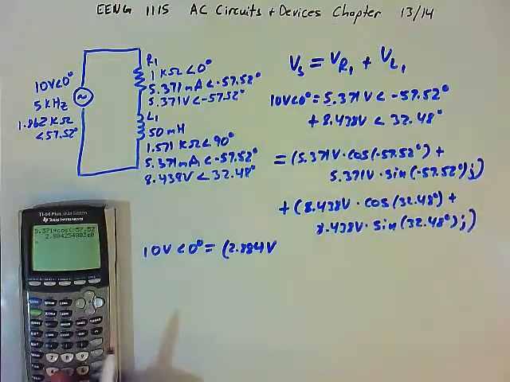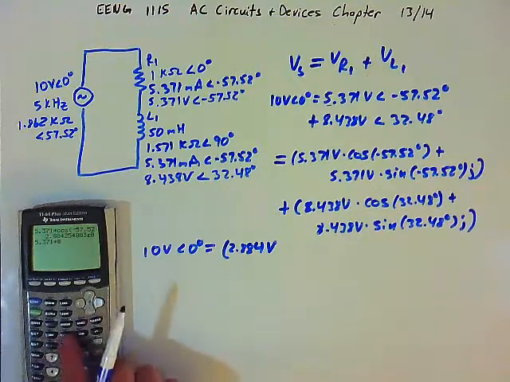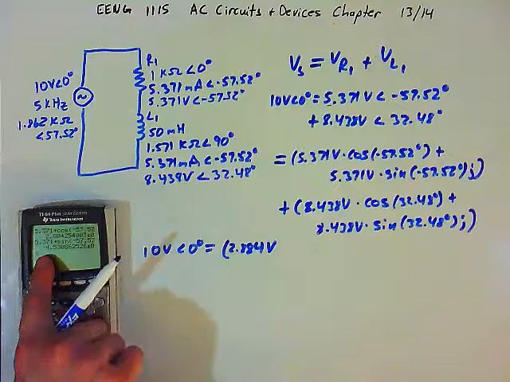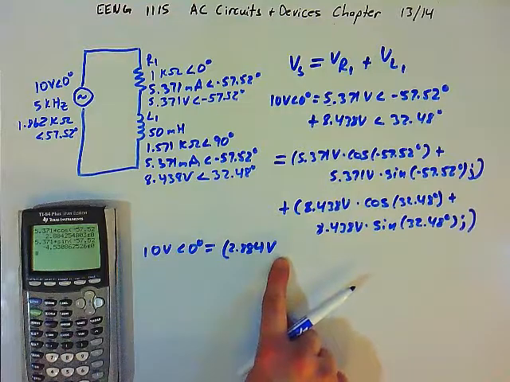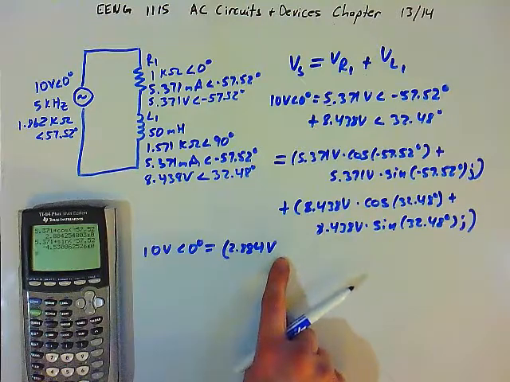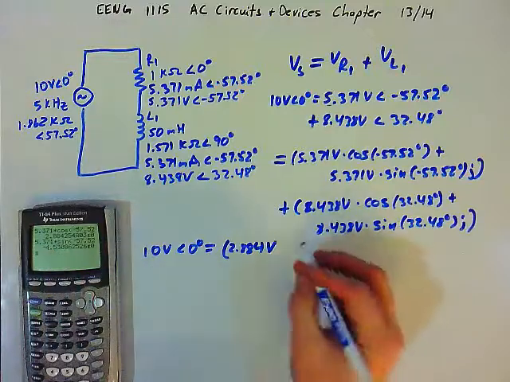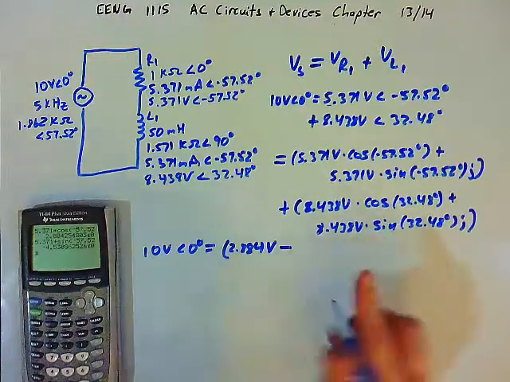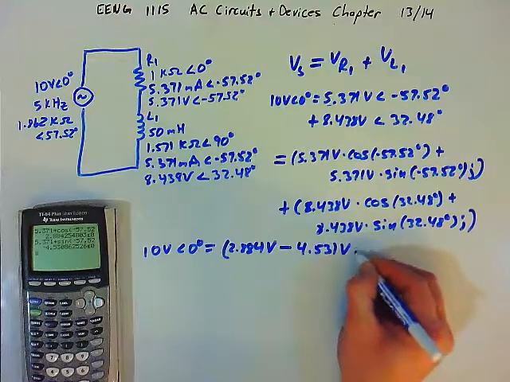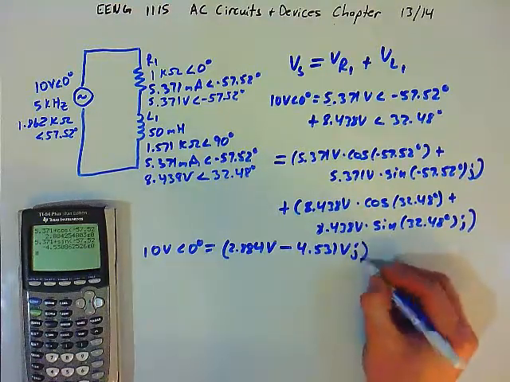The y component will be 5.371 times the sine of negative 57.52 degrees, and we get negative. So normally when I write my rectangular vectors, I usually write plus. That's because the y component has been positive. Here the y component though is negative, and so I'm going to make sure I write minus here. The y component is going to be negative 4.531 volts, and that's the j component of that vector.